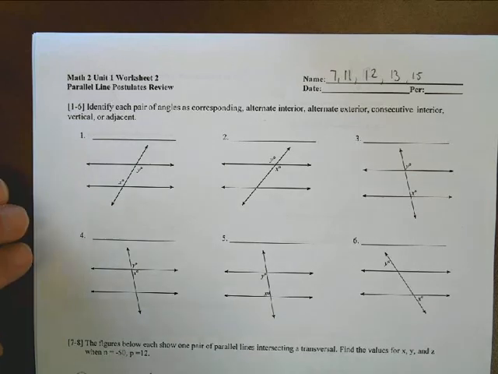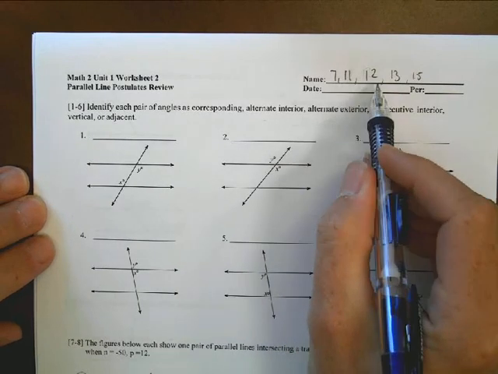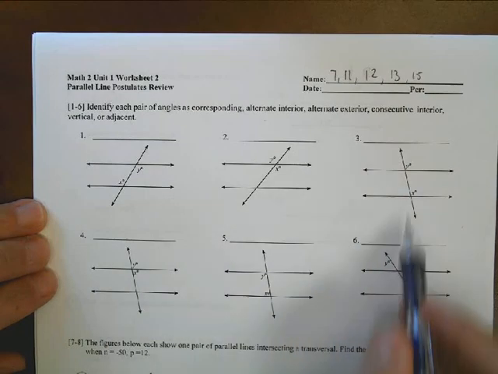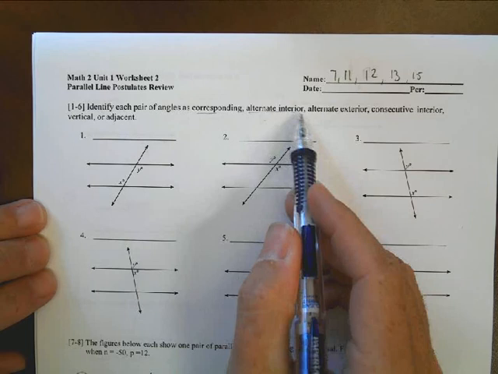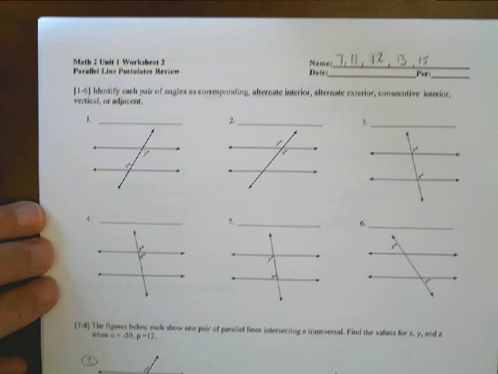All right, this is Math 2, Unit 1, Worksheet number 2, with some homework help, looking at numbers 7, 11, 12, 13, and 15 today. Your first set does begin with just identifying different types of angles. So all these things here, corresponding, alternate interior, you can use a Google search and find out what those all are on your own, or look at your notes from your classroom teacher if you would.